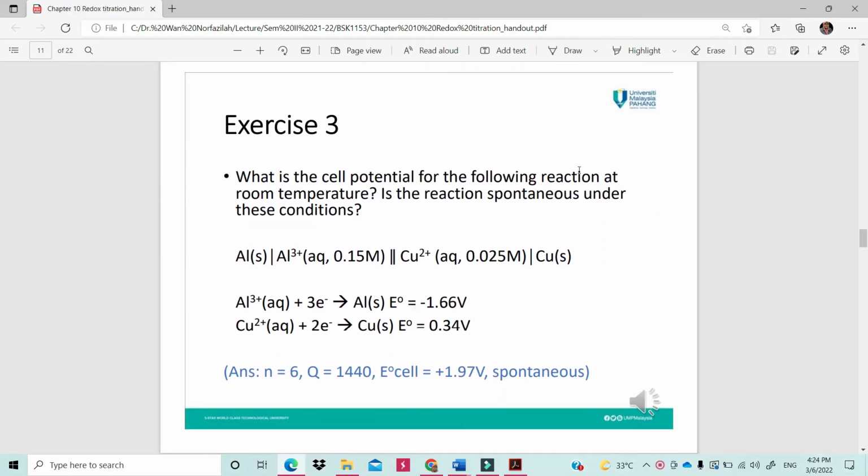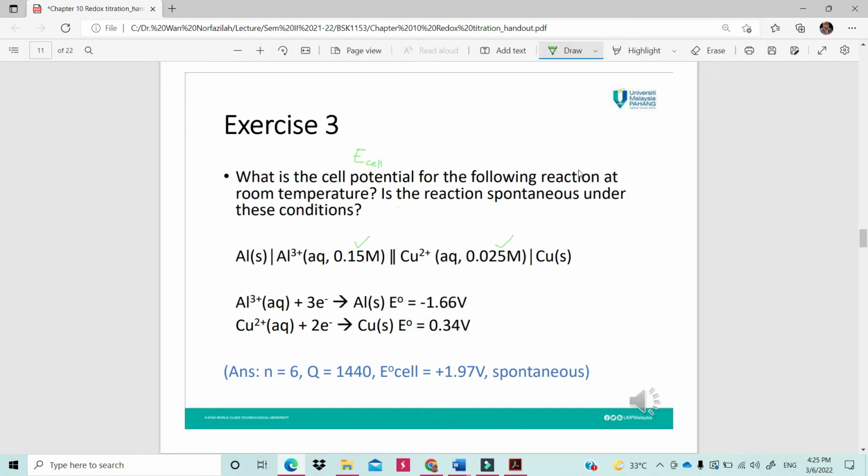Okay? Alright, so for exercise 3, what is the cell potential for the following reaction at room temperature? Is the reaction spontaneous under these conditions? Okay, so there are two questions, too many questions here. Right, so cell potential, look at the reaction given, you are given the concentration. So we are going to find the E cell. Okay, and then the question also asks you whether the reaction is spontaneous or not. Okay, so this one we are going to look at the final answer, right? And we are going to conclude whether it is spontaneous or not.